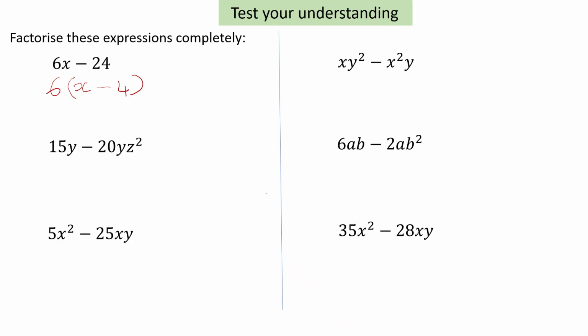15y minus 20yz squared. 15 and 20, 5 is the common factor. And both terms have y, so take y out. Then 5y times 3, 15y. Take away 5y times 4 is 20, then z squared.